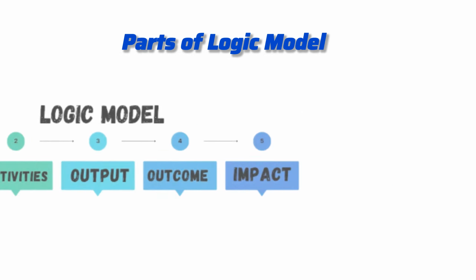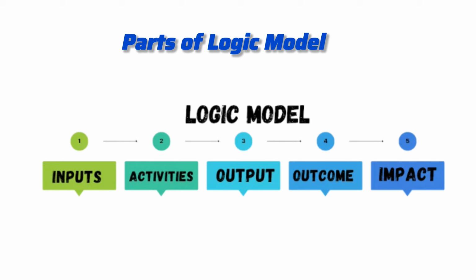So a logic model has 5 main parts. I will explain them one by one and then we'll put them all together with an example. So the 5 parts are inputs, processes, outputs, outcomes, and impact. So let us go through them one by one.